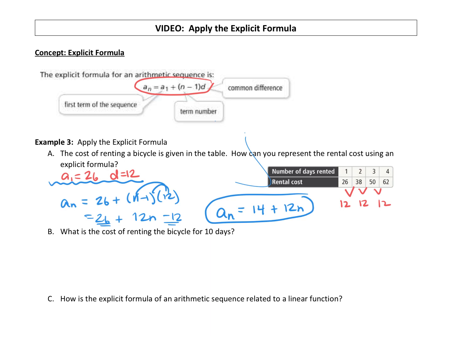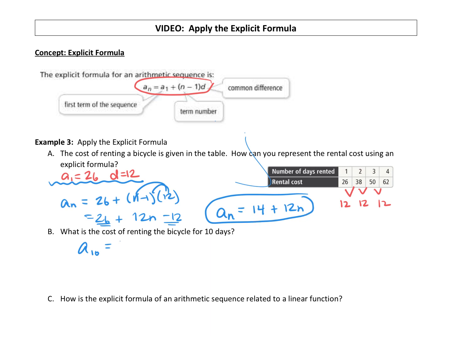All right, part B, what is the cost of renting the bicycle for 10 days? So here's where the explicit formula is quite nice. If we were to get this question and had a recursive formula, we would have to find what it costs to rent the first day, the second day, the third day, the fourth day, the fifth, the sixth, all the way up to the 10th day. What the explicit formula will let you do is jump to any term in the sequence. The 10th day will be the 10th term of the sequence. So what we do is we want to find a sub 10, and we just follow the rule right here.